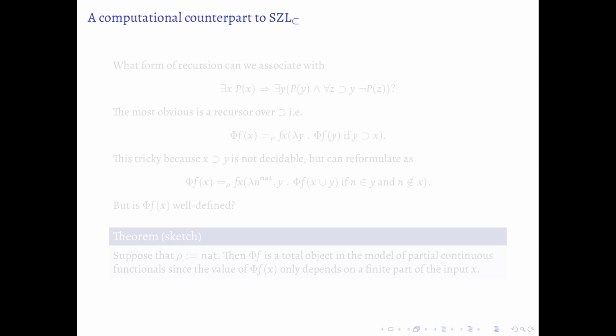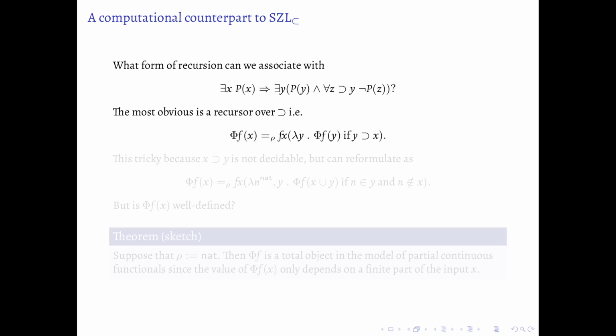So what is a natural computational counterpart to this special instance of my syntactic Zorn's lemma? In other words, what form of recursion can we associate with this maximum principle? Well, the most obvious is just a simple recursor over this relation. I take as input some subset x, and then I make recursive calls over proper extensions of this subset. One issue is that the condition that y is a strict subset of x is not decidable, and I want this to be decidable if I'm doing a case distinction. But I can reformulate this in a decidable way. I just need to find a point that is in y but not in x, and then this is a completely equivalent induction principle over proper extensions of sets, where the check is a decidable property. Good.